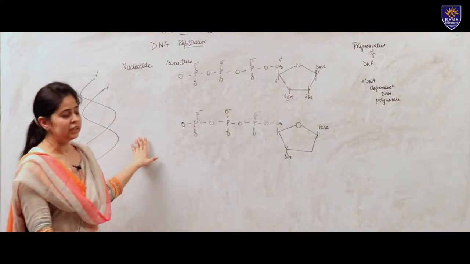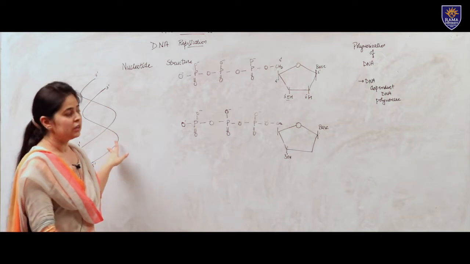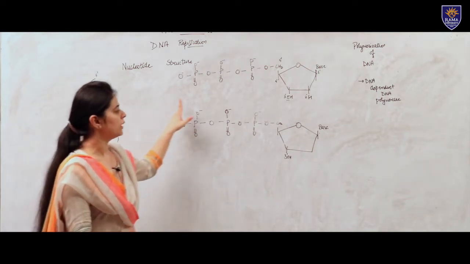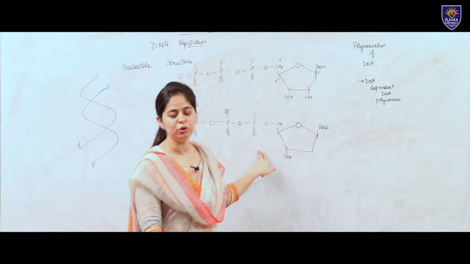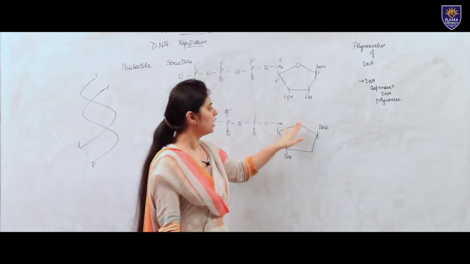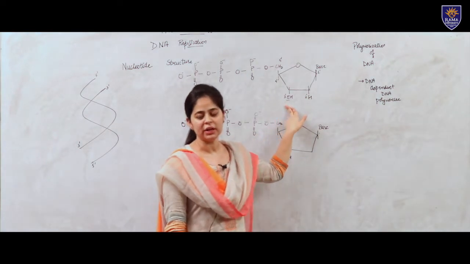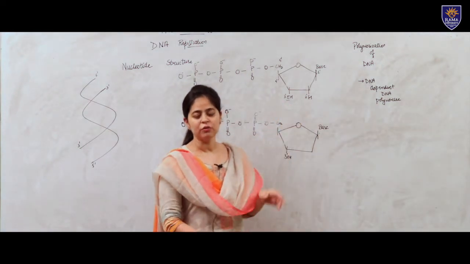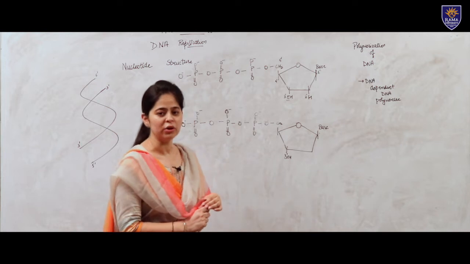We know that DNA is a double helical structure. This double helical structure is formed by the phosphodiester bond between two nucleotides. First, this is the first nucleotide and the second nucleotide. The bond which is formed between two nucleotides is a phosphodiester bond. So we will see how this phosphodiester bond is formed.